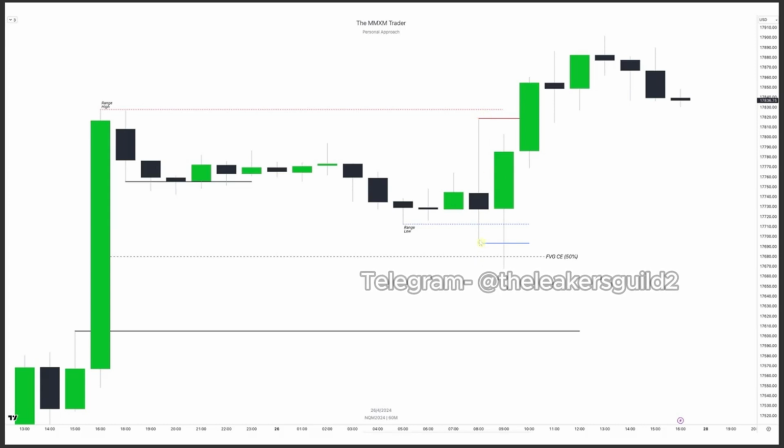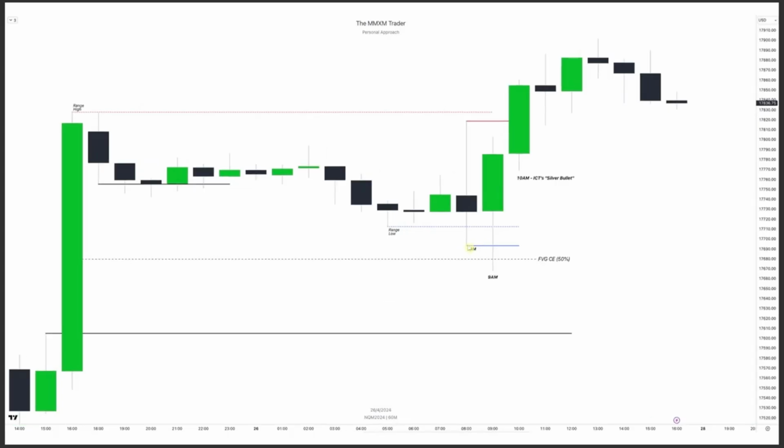So we know we want to be taking out that candle's range low first, which is the 8 a.m. candle low. So the ICT silver bullet is the 10 a.m. candle. We can see the 9 a.m. candle taking out the 8 a.m. candle low in a higher time frame key level, which is this fair value gap CE. And closure inside of this range is very important. So now when the 10 a.m. candle opens up, which is the ICT silver bullet window, we can look for a trade opportunity targeting that range high, which is up here.